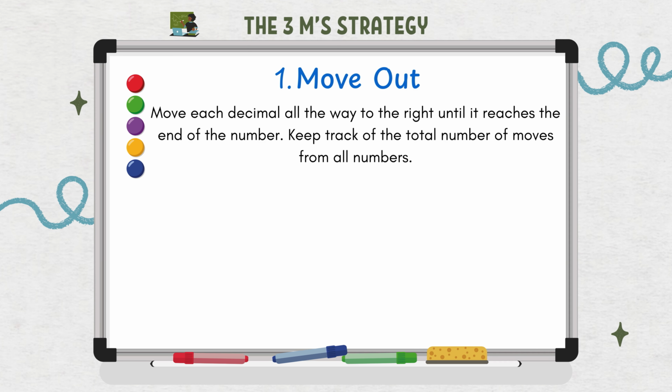Step 1, move out. That means move each decimal all the way to the right until it reaches the end of the number. As you move the decimals, count how many places you've moved them. Keep track of the total number of moves from all numbers.